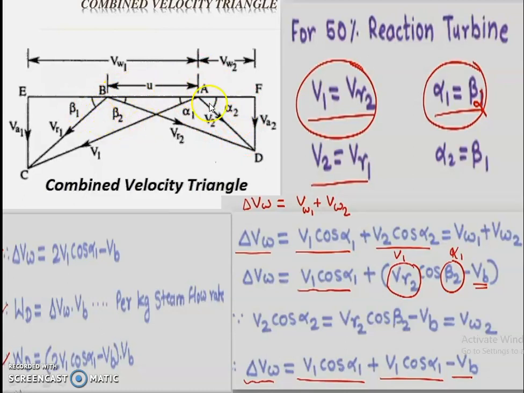The outlet triangle of the 50% reaction turbine is common to the impulse turbine and reaction turbine. In the outlet triangle, the relative velocity is VR2 with blade outlet angle beta 2. The absolute velocity of the outlet triangle is V2 at the angle alpha 2. The axial velocities VA2 and VA1 give the axial thrust.